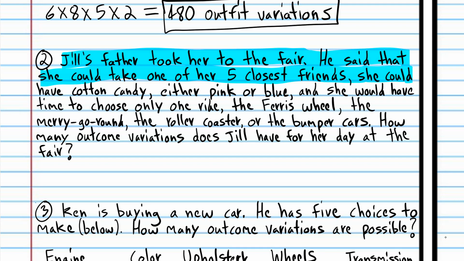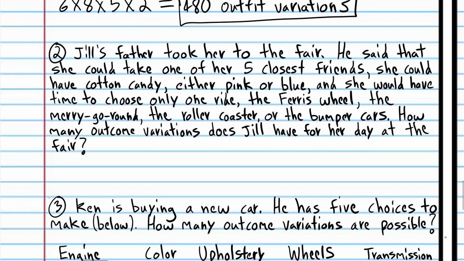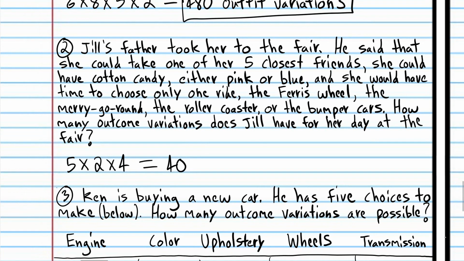So we take the number of options for the first choice, which is 5, she's going to choose one of her 5 friends. Then we take the number of options in the second choice, which is a type of cotton candy, pink or blue. There's 2 options. And we multiply that by the number of options she has for rides. So let's count that again. That's the Ferris wheel, the merry-go-round, the roller coaster, or the bumper cars. So that's 4 options for the third choice. And so she has 40 different outcome variations for her day at the fair.